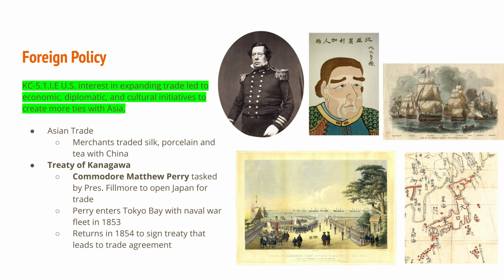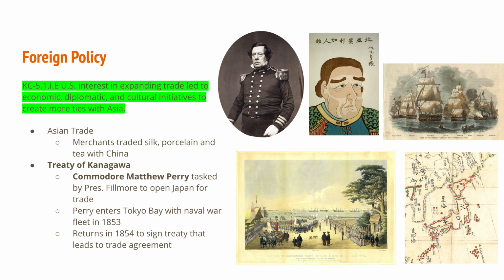And Commodore Perry enters Tokyo Bay with a naval war fleet with cannons loaded and pointed into the city of Tokyo to show the strength of the United States, to try and convince Japan that the United States and Japan should become trading partners. Now, it's a very threatening way to start a trade relationship.